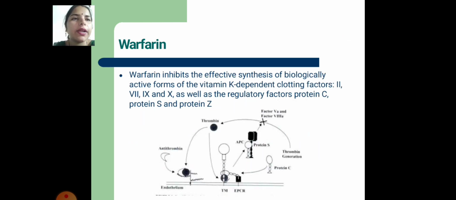Warfarin inhibits the effective synthesis of biologically active forms of the vitamin K dependent clotting factors: factor 2, the clotting factors 7, 9 and 10, as well as the regulatory factors protein C, protein S and protein Z.